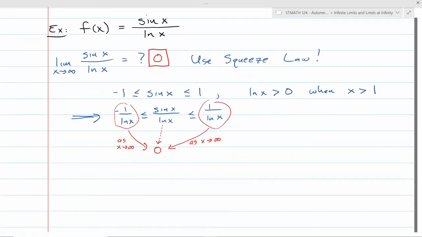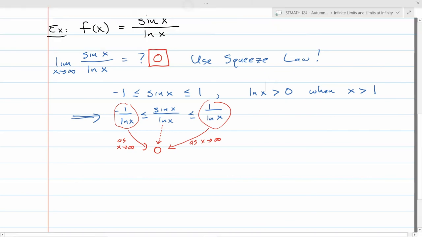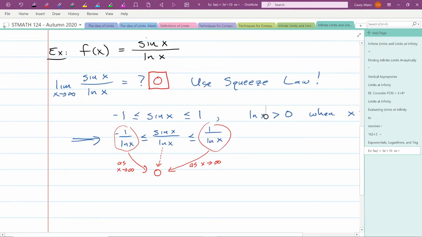Okay, I think I'm probably going to stop there. I realized there was a lot of material in this section too. This section and the previous section, we really covered a lot of ground. But I think at this point you have all the information you need to calculate just about any limit that someone would put in front of you.